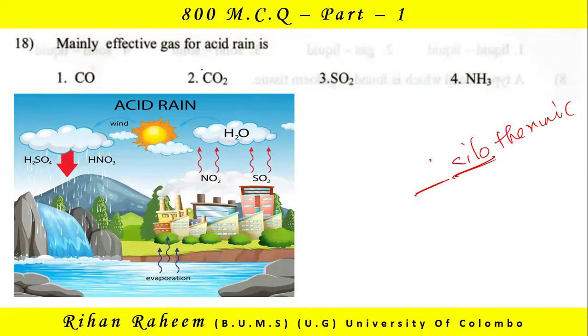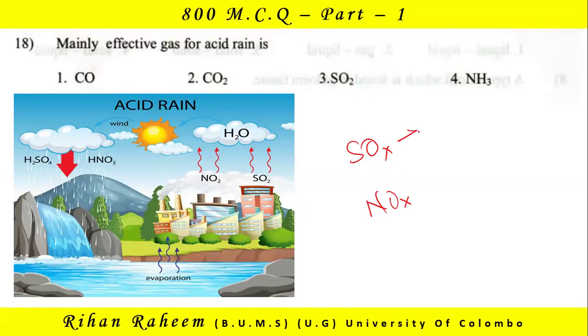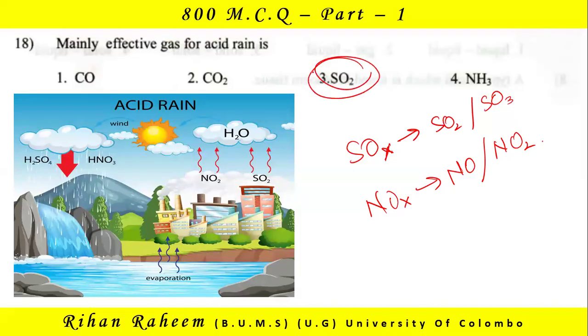Next one, mainly effective gas for acid rain. This one you have not studied. This is coming under the biosphere lesson. Acid rain is caused by SOx and NOx. What is this SOx NOx? SOx is SO2 or SO3. Instead of this 2 or 3, we put X. NOx is NO, that is nitric oxide, or nitrogen dioxide, NO2. So commonly we can call it SOx and NOx. X can be numerical values. So here the answer is sulfur dioxide. Third one.